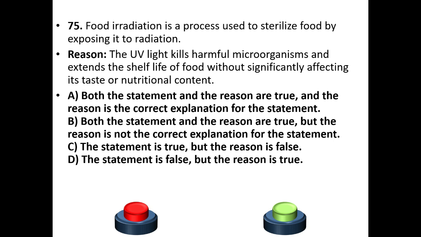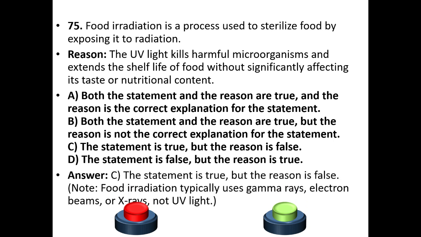C. The statement is true but the reason is false. D. Statement is false but the reason is true. Which is the answer? Your answer is option C. The statement is true but the reason is false. Food irradiation typically uses gamma rays, electron beams or X-rays, not UV light.